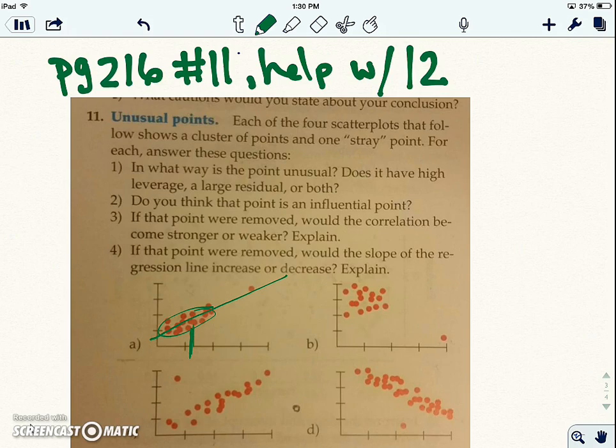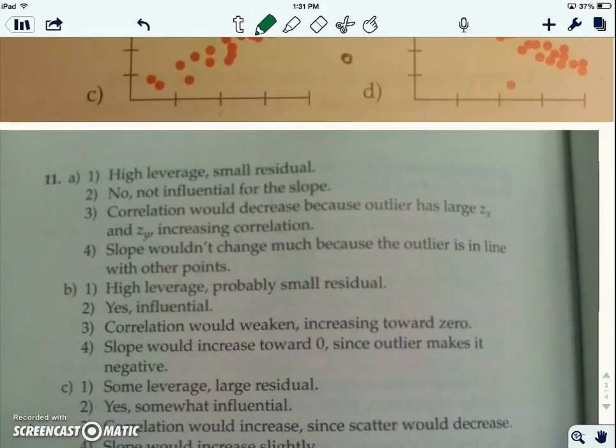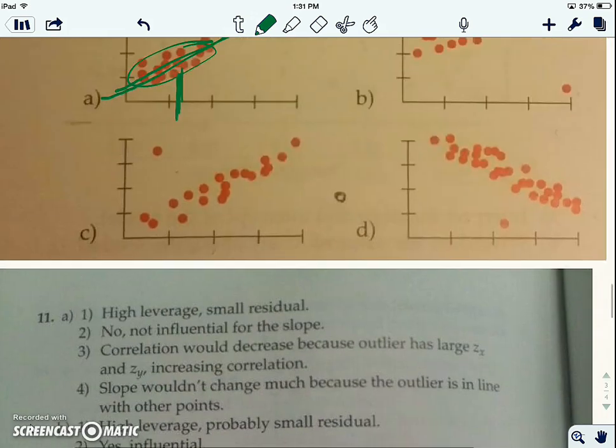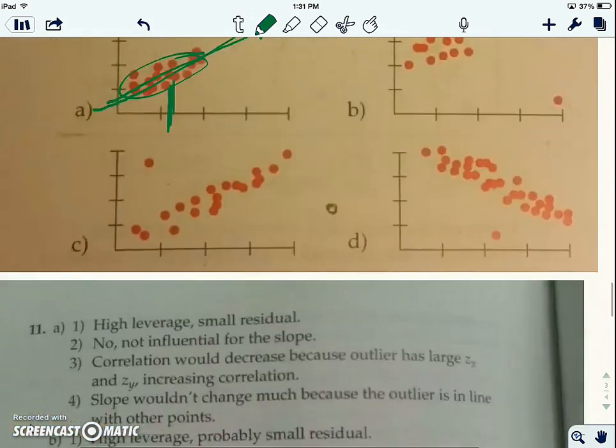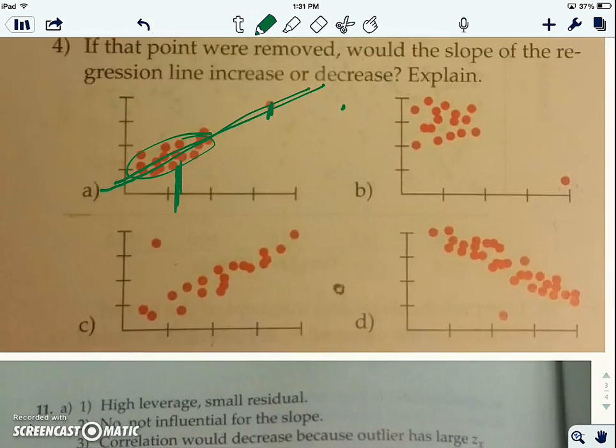So it has high leverage, but it's not very influential, right? I mean, it has high leverage. It is probably not influential because it's going to go up like this anyway, and a small residual because it's close to the line. So let's look at the answer. Okay, it says has high leverage, small residual, not influential because it's right in line with the line of best fit. The correlation, if you keep this point in, would decrease because the outlier has a large z score for X and Z score for Y, which means it's increasing correlation.